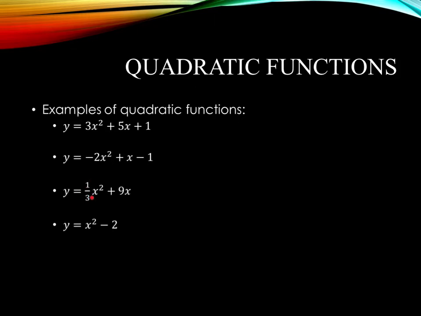You can have coefficients that are fractions. We can have coefficients that are negative. This right here is just a binomial where I have my a term and my b term, no c term. And this one down here has an a term and a c term, but no b term. So all of these are still considered quadratic functions.